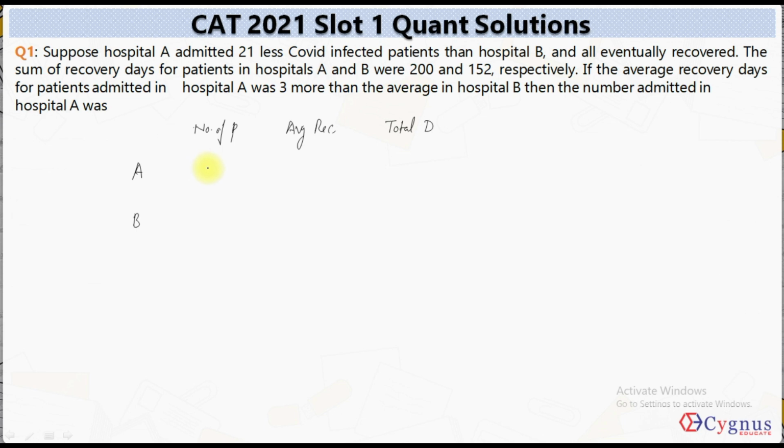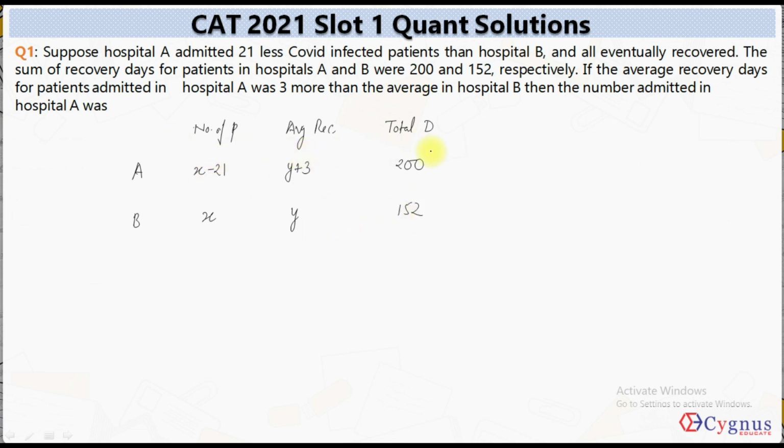So hospital A admitted 21 less COVID infected patients. Let's assume that number of patients in hospital B were X. So number of patients in hospital A will become X minus 21. What about the average recovery number of days? Average recovery days for patient admitted in hospital A was 3 more than the average in hospital B. So if average recovery days for patients in hospital B is Y, then for A it will become Y plus 3. And the next data given in the question is the sum of the recovery days for patients in hospital A is 200 and for hospital B it's 152.